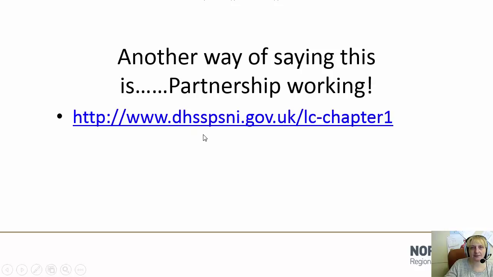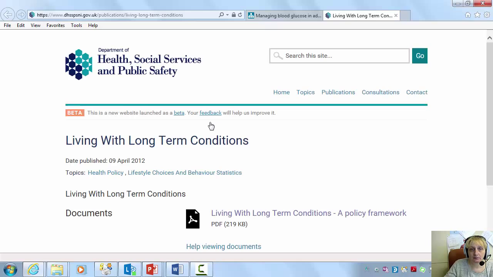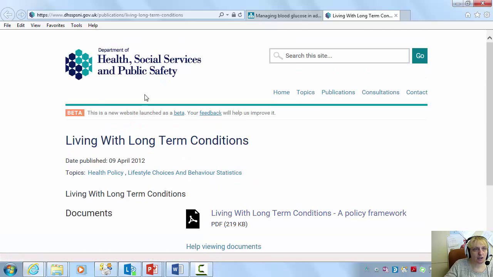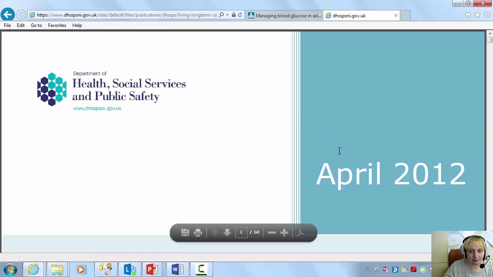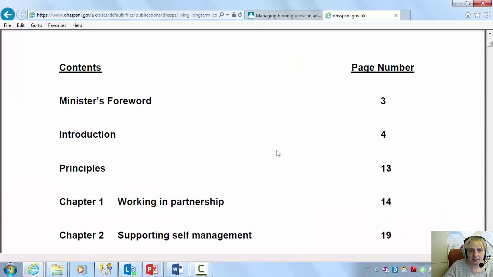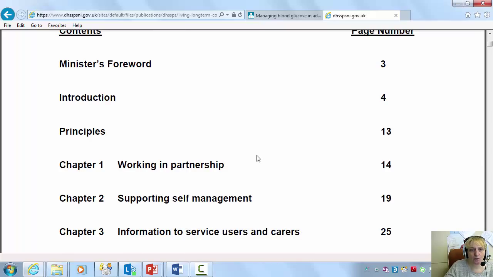Okay, so another way of saying this is partnership working. Now I've got this, and it's a chapter of a book. Hopefully it'll come up. Sorry, I've told you a total lie. It's not a chapter of a book, it's a policy here, and it's Living with Long-Term Conditions, a policy framework. It's health and social care as public safety. Now if I click on this, it's a big thing. Look, it's got 60 pages. Don't worry about that. But if you see here, chapter 1 on page 14 is all about working in partnerships.